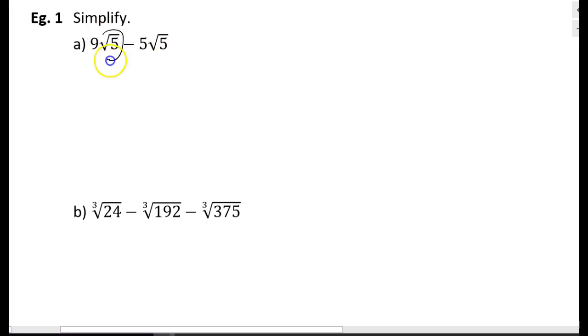In this case, we already have our like radicals formed. So 9 minus 5 is 4 root 5. That's it.